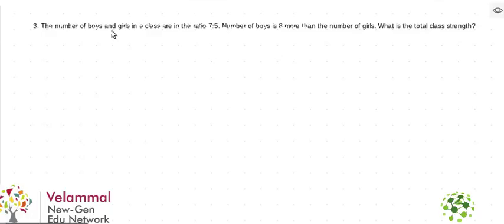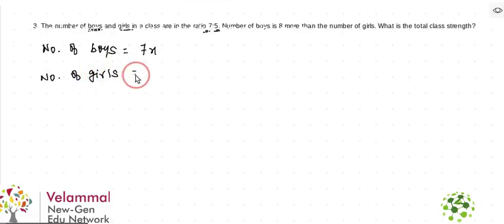The number of boys and girls are in the ratio 7 is to 5. So boys is 7, girls is 5. Correct. So first you start with number of boys equal to 7x and number of girls equal to 5x. Now we are going to read what is asked. Number of boys is 8 more than number of girls. So number of boys, which is 7x, is equal to 8 more than number of girls. 8 more than number of girls is 5x plus 8. 8 more means you need to add 8 to the number of girls.